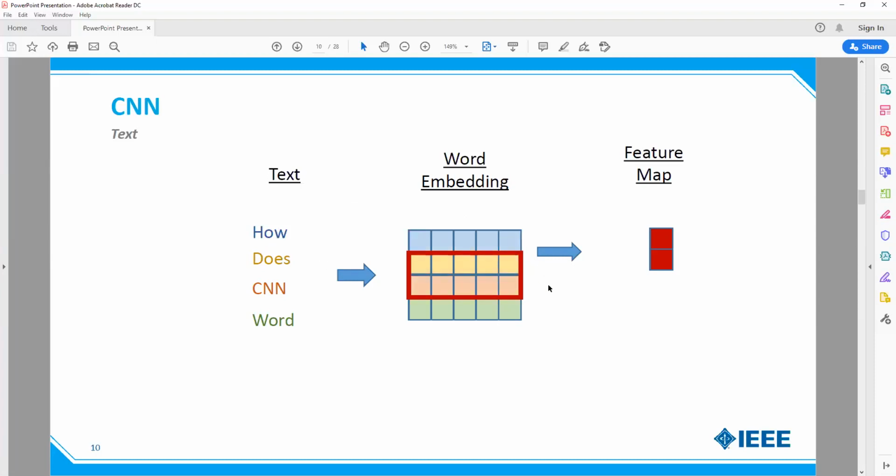Then it strides over to the next pair of words. It tries to find a feature pertaining to "does and CNN." And then lastly, it does it for "CNN and Word." So really, it's doing it the same way as with an image.